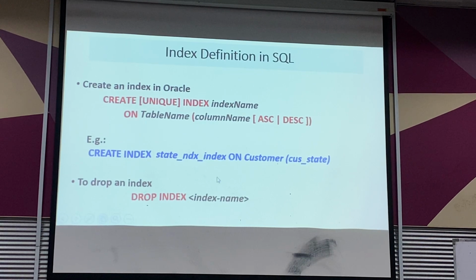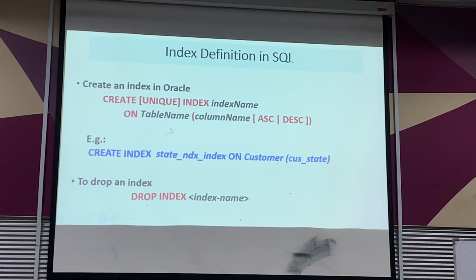Create index: what index name, then on which table, which column. After that, drop indexes like that. So the syntax is very simple. I want you to create one index, other than the primary index, in your assignment, for 2 marks. No, here 2 marks, there 2 marks, here 10 marks. So this is one of it.